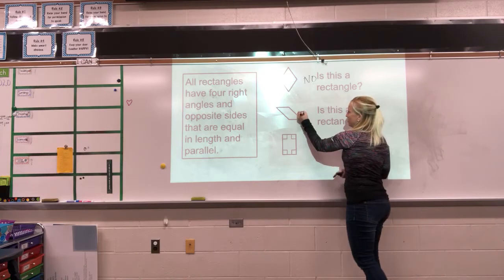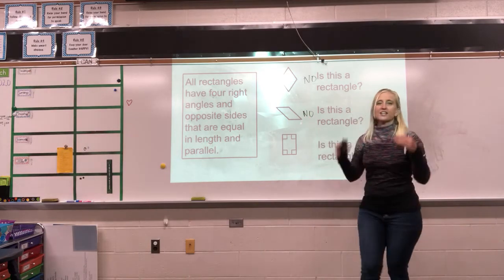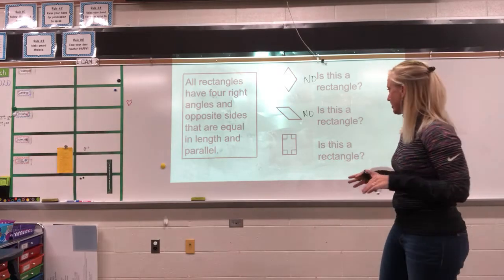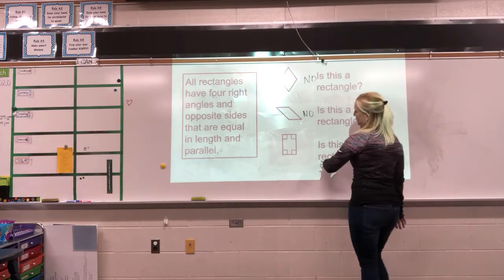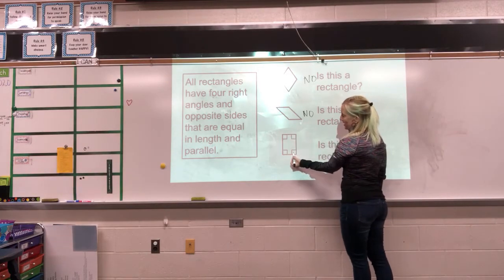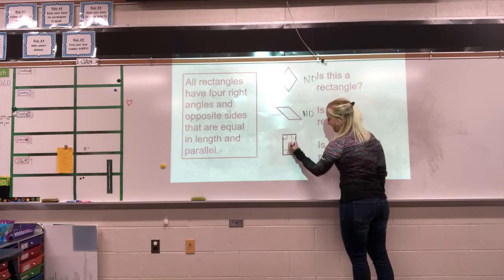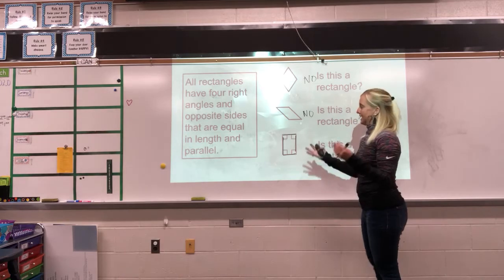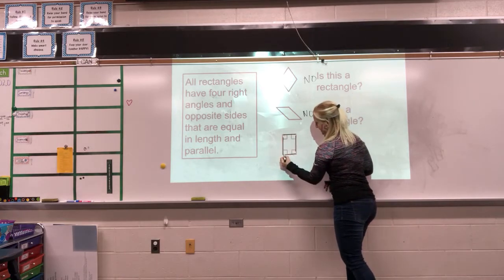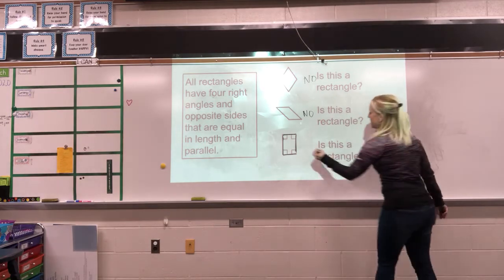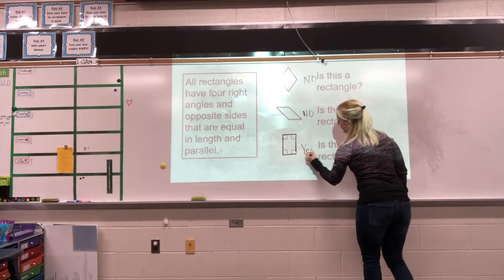Again, no, it has no right angles. Rectangles have to have right angles. You can't challenge that. Is this a rectangle? Well, it has my 4 right angles. Opposite sides are the same length, so that works. And opposite sides are parallel, so that works there. So yes, this is a rectangle.